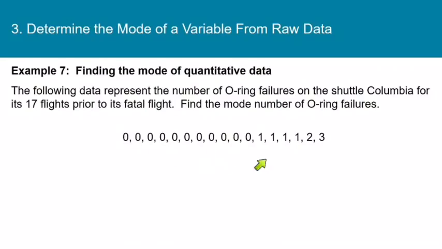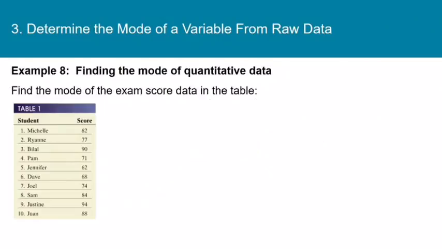Well, since we have the data sorted in order from smallest to largest, it's easy to see that the value that occurs most often is 0. So the mode of this data set is 0. Some people might mistakenly try to say that 1 is also a mode, but 1 does not occur as many times as 0, so we would not say that 1 is a mode.